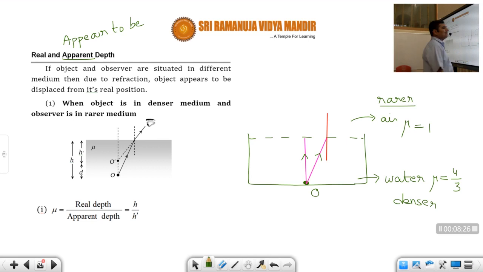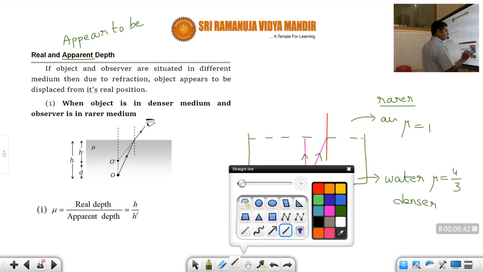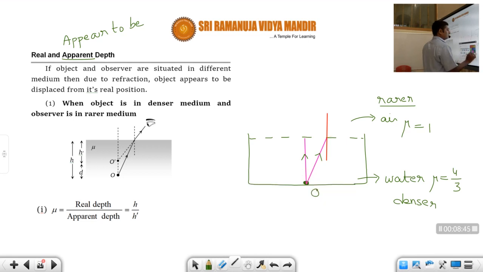Whenever a ray is going from a denser medium to a rarer medium, the ray will bend away from the normal. So the ray would bend away from the normal like this. This angle is called the angle of incidence.